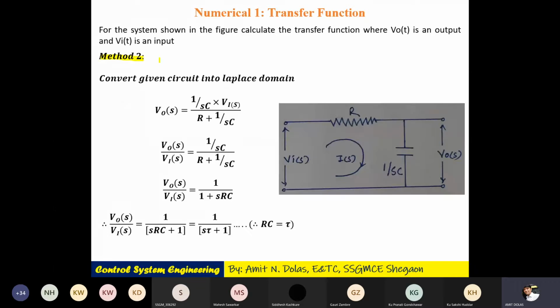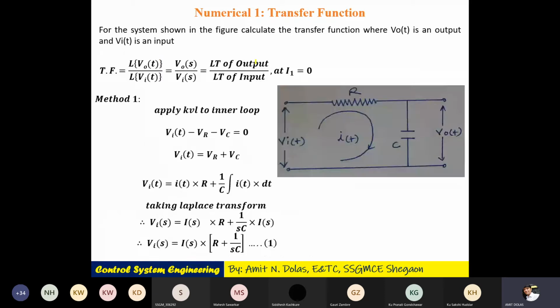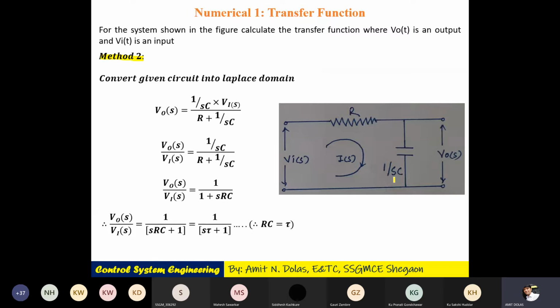Method 2, I'll just compare with the first circuit first. Here you can see Vi of t is there, then I of t is there, then V of t is there. Everything in this model or circuit is in time domain. But in method 2, we can convert it into the Laplacian domain. That is, this is Vi of s, then current is I of s, then output is V of s, then R remains as it is.